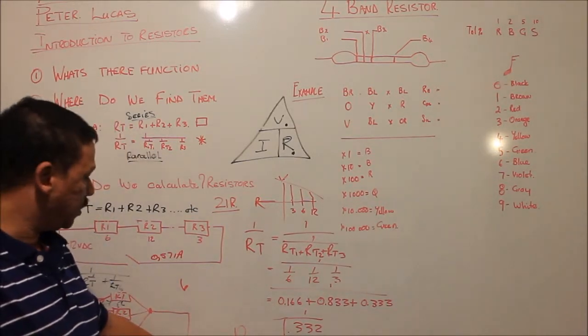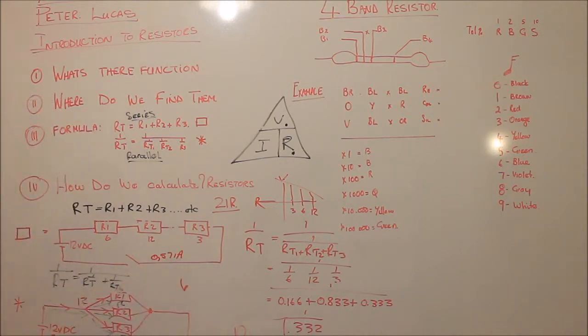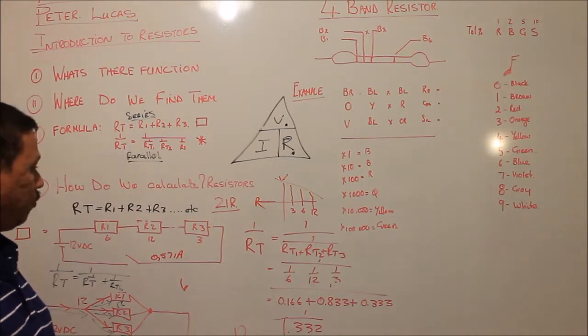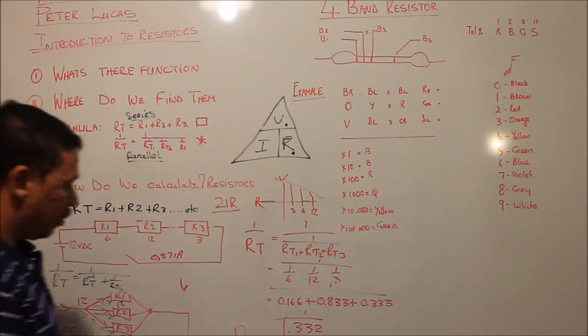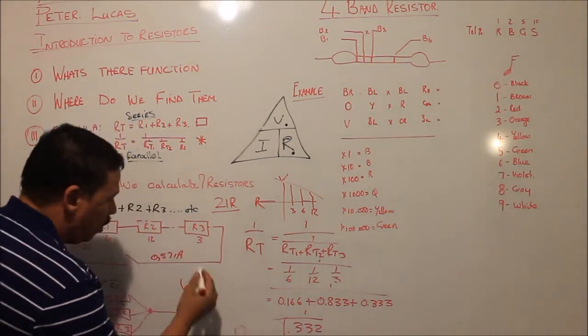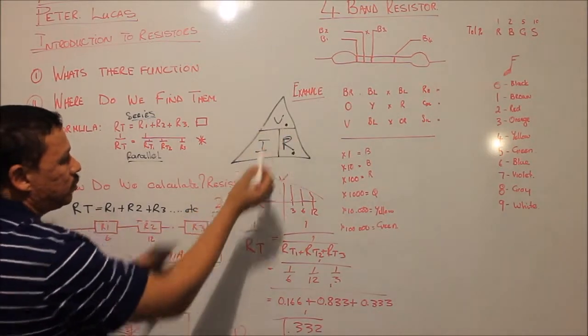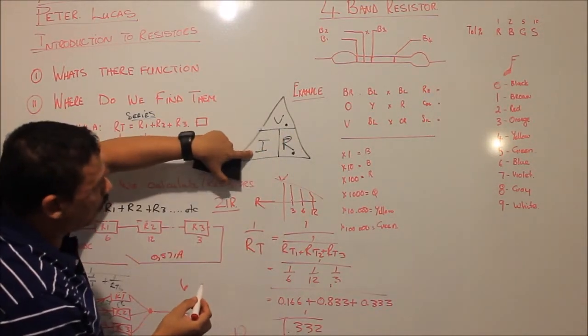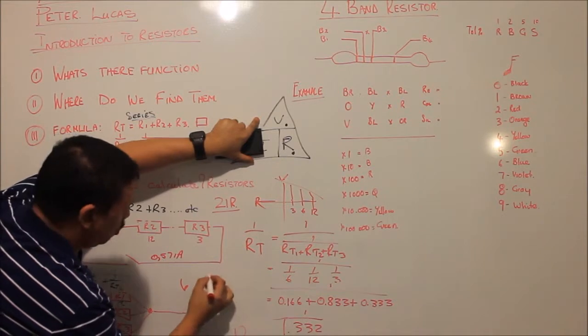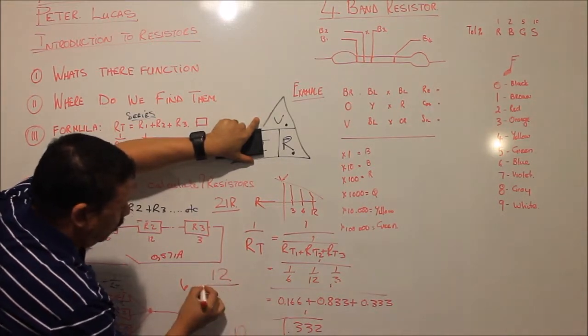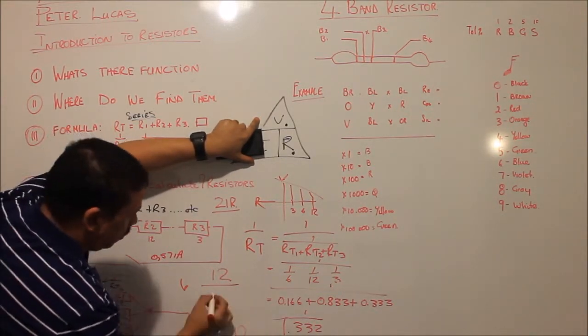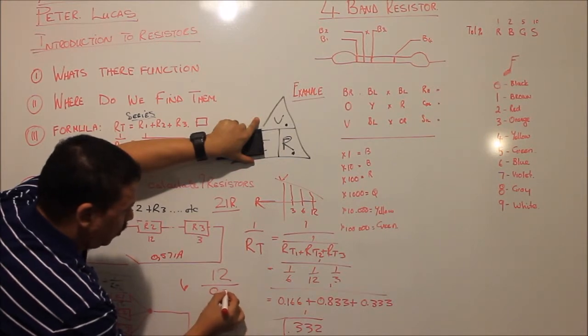Once we have total resistance and we know total voltage, we can work out total current flow through the circuit. Formula: if we want the total current, we need to take total voltage, which is 12, and total resistance is 0.75.